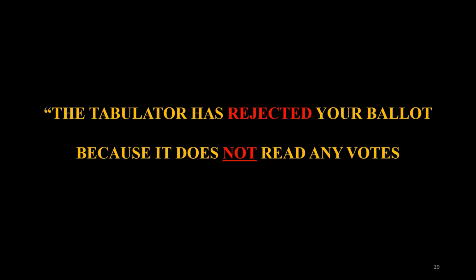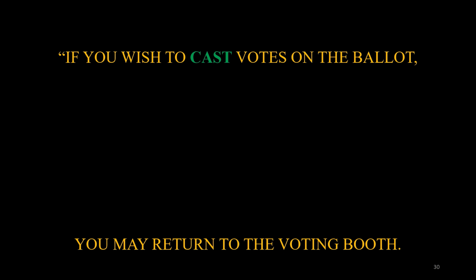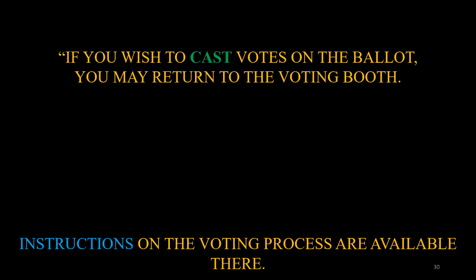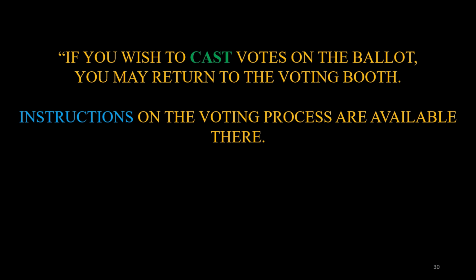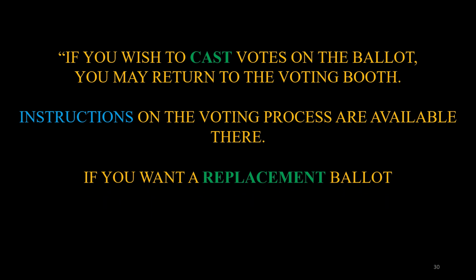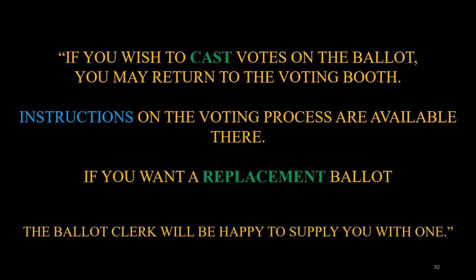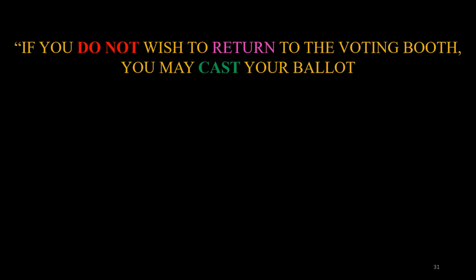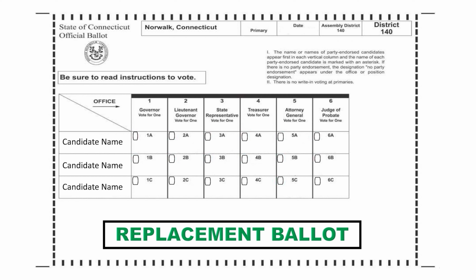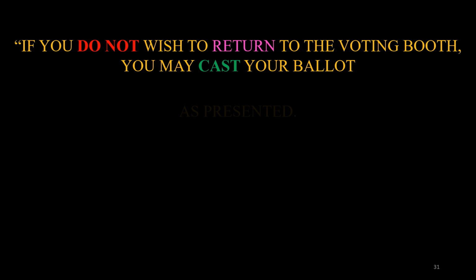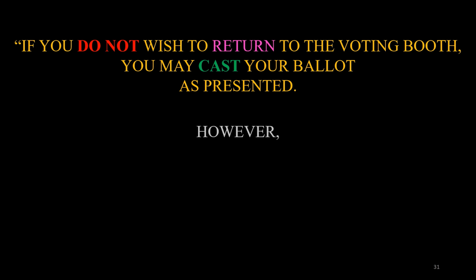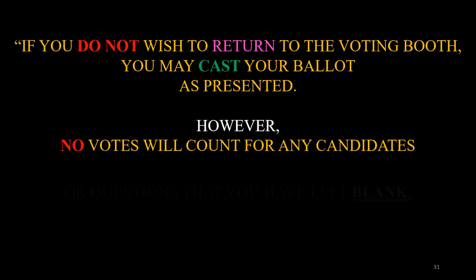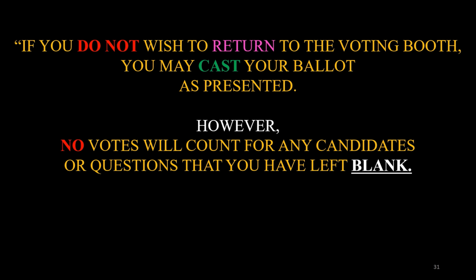The tabulator has rejected your ballot because it does not read any votes on the ballot. If you wish to cast votes on the ballot, you may return to the voting booth. Instructions on the voting process are available there. If you want a replacement ballot, the ballot clerk will be happy to supply you with one. If you do not wish to return to the voting booth, or get a replacement ballot from the ballot clerk, you may cast your ballot as presented. However, no votes will count for any candidates or questions that you have left blank.